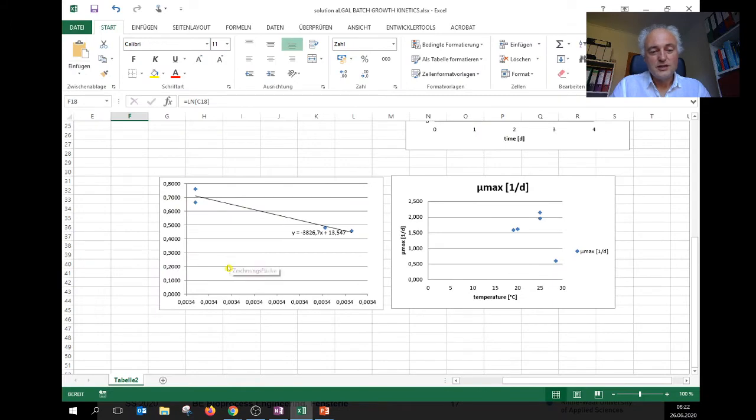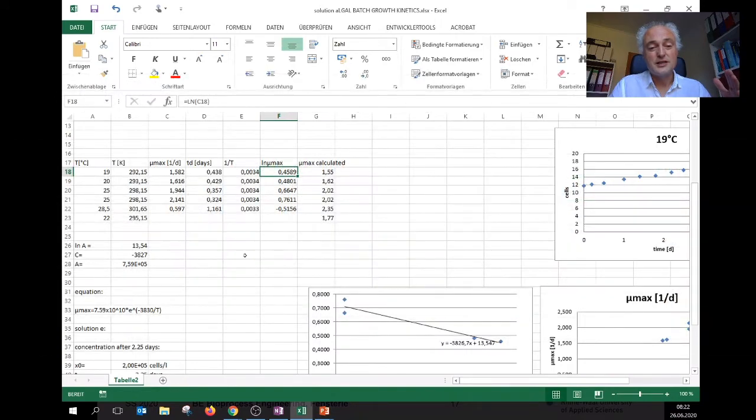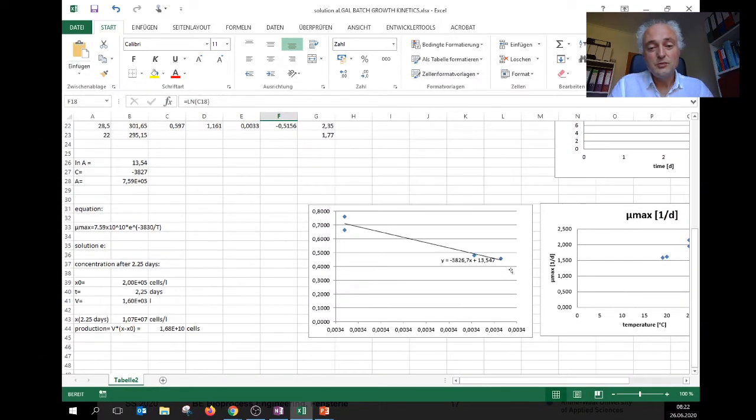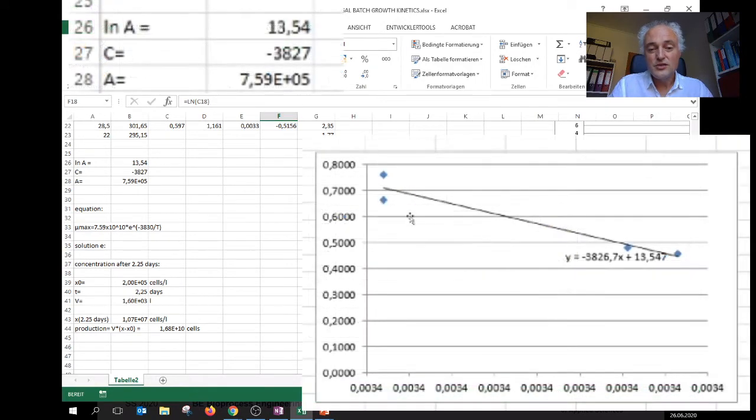So again, what I did here, I did this ln transformation, as you see. I transformed ln of mu max against 1 divided by T. Of course, you need to take the absolute temperature in Kelvin in these formulas. You cannot take the temperature in degrees Celsius, otherwise your results will not be correct. And then you plot it. And of course, you don't take the value of 28 degrees. And then you get this equation here.